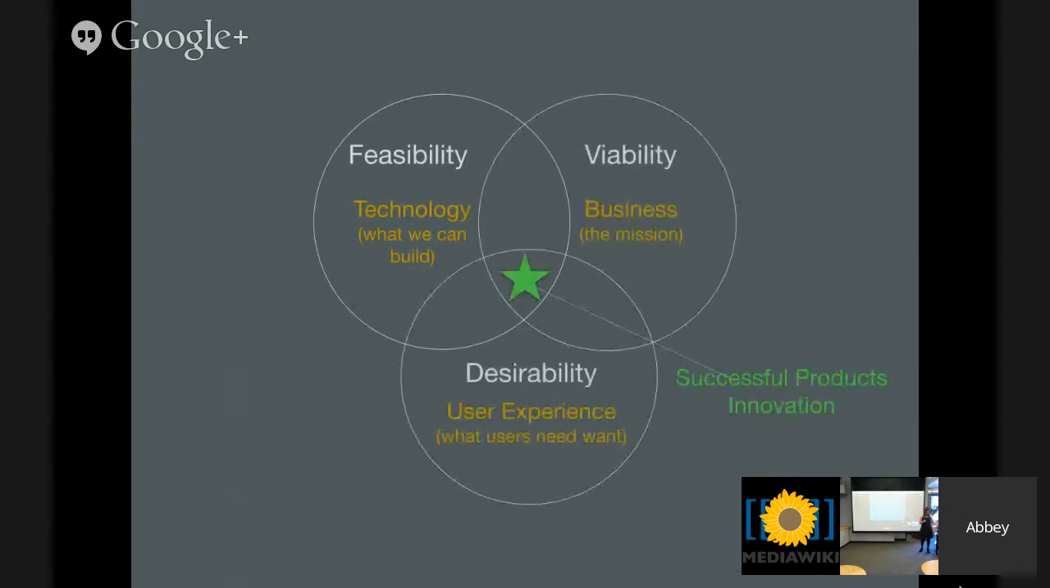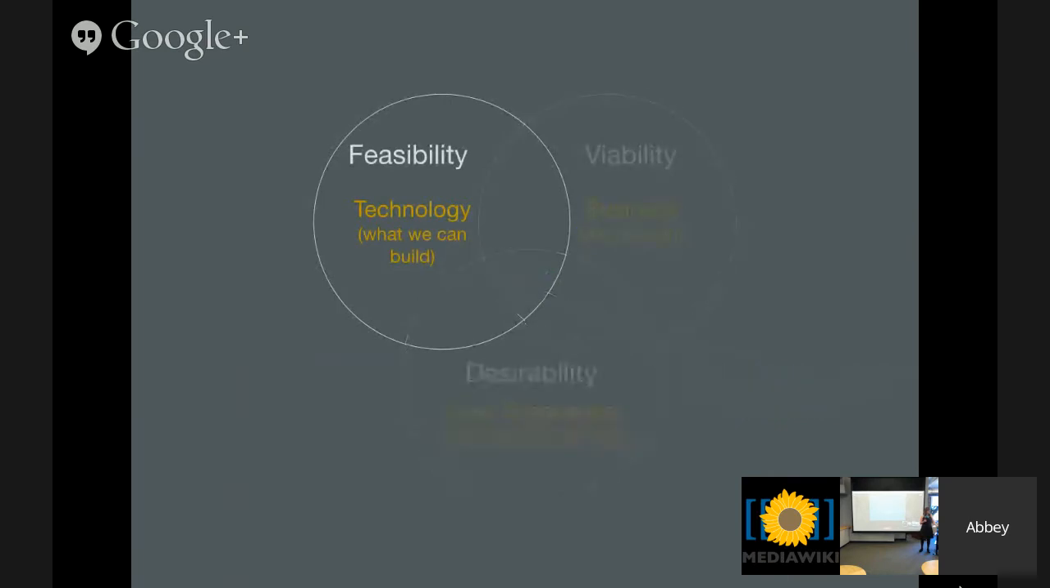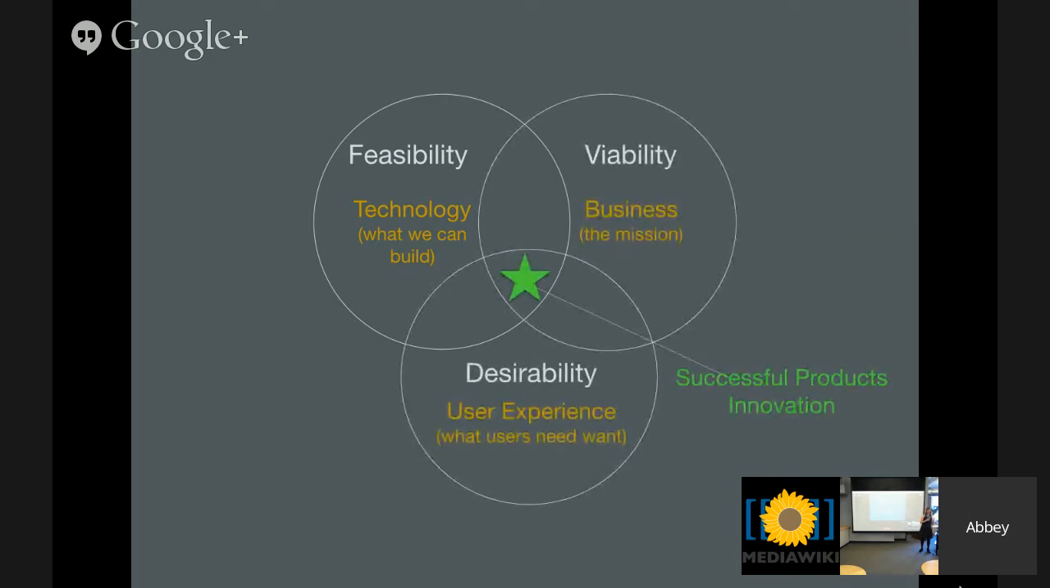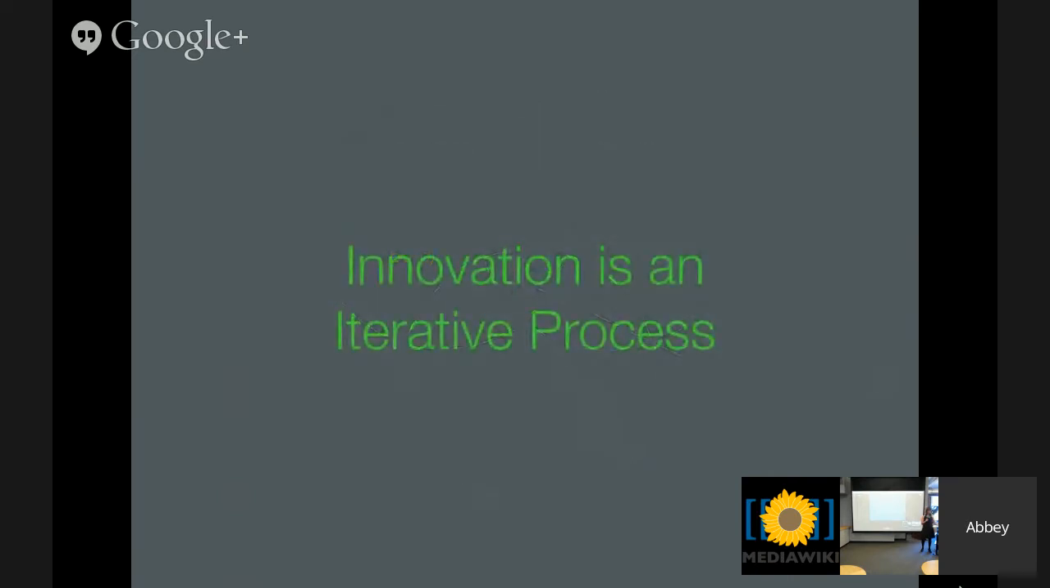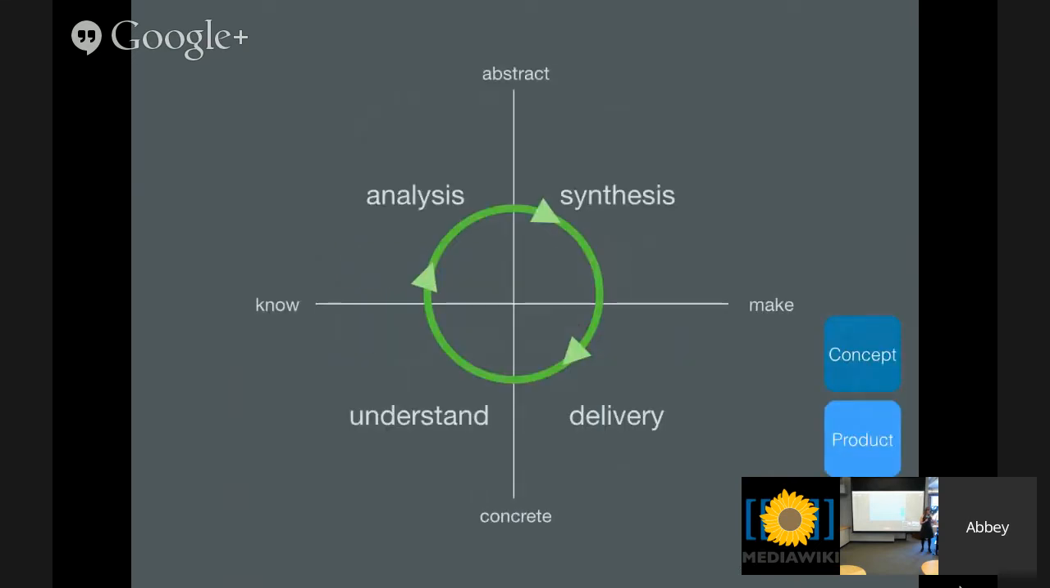And then, oops, go back. So also we need to make sure it's feasible to do that. So we need to make sure that the technology can make that happen. So in proper proportion, what can we build? And then desirability. So all these three ingredients need to be in proper proportion to make successful products, to innovate successful products. So it's also an iterative process. So this is a little framework just describing the innovation process in general.